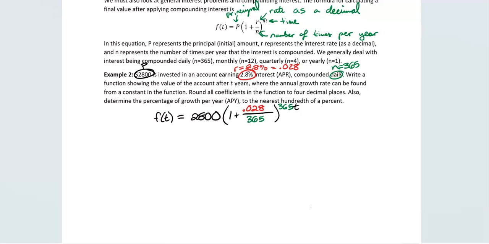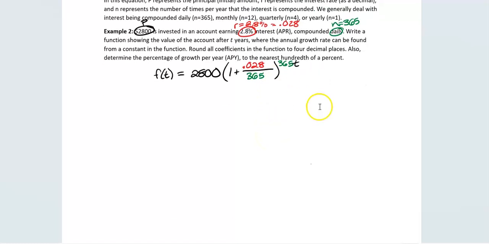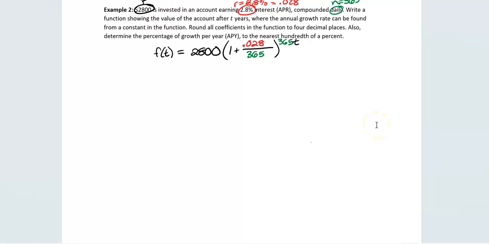Now, I can't just leave it like this, because it's a true equation, but it doesn't give me enough information. I want to be able to find the growth rate. And to find the growth rate, I need to figure out what this number in here is, and then I have to apply the 365. So let me show you what I mean.